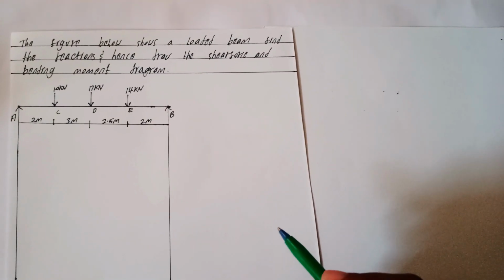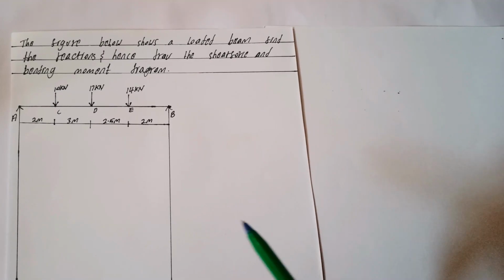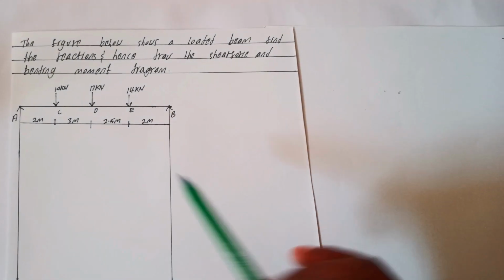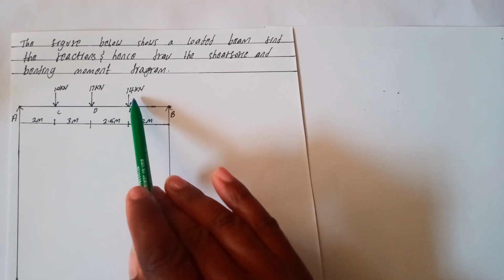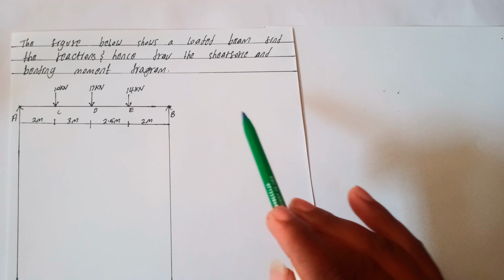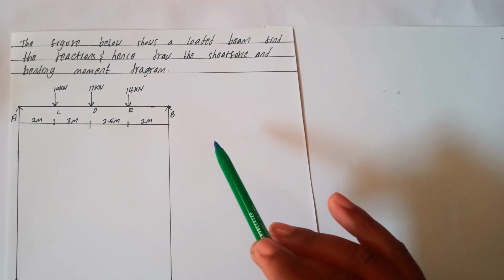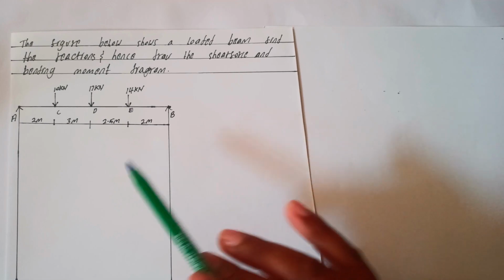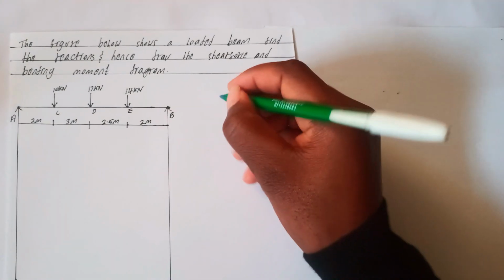The figure below shows a loaded beam. Find the reactions and hence draw the shear force and bending moment. The beam is loaded with point loads of 10 kN, 17 kN, and 14 kN. So we are required to find the reactions, find the shear force, and then the bending moment so that we can be able to draw the shear force and bending moment diagram. So we start with reactions.